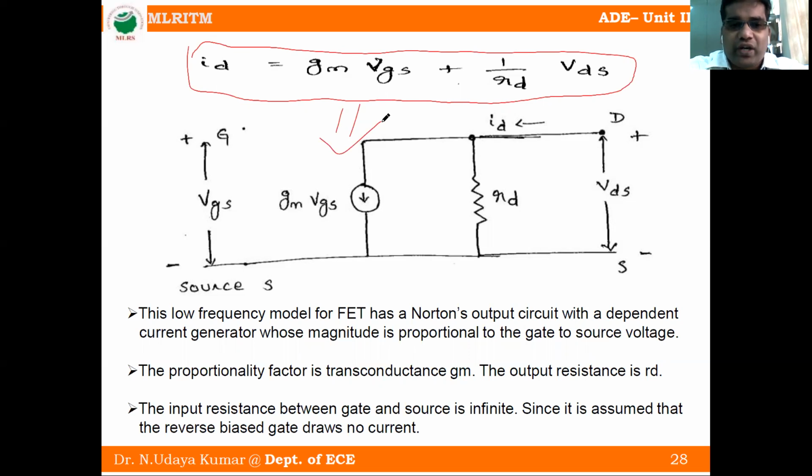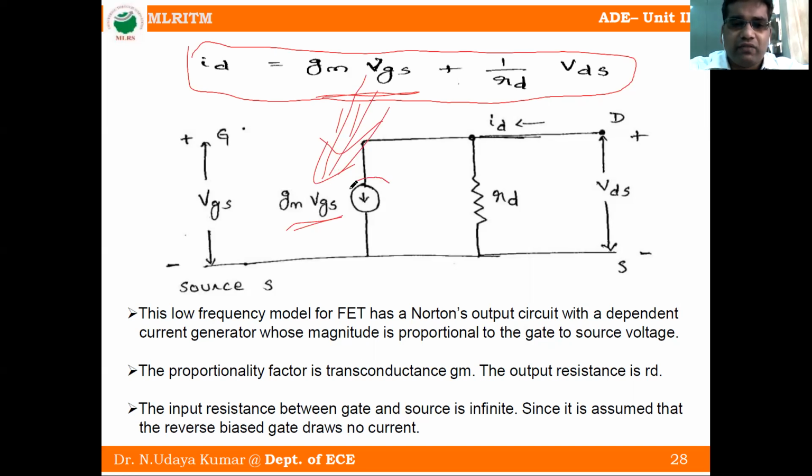So we know that ID is the drain current. What do you mean by GM and VGS? GM is the transconductance and VGS is nothing but the gate to source voltage. So this term GM VGS means the gate to source voltage is proportional to the transconductance. The proportional constant is transconductance.